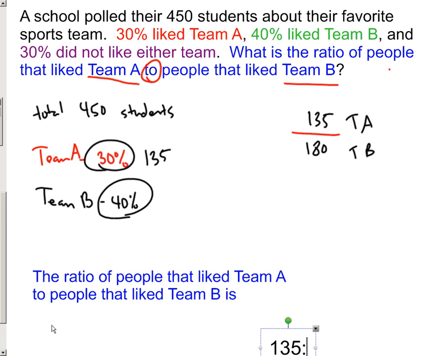135 to 180. And I don't have to go into anything else. It said ratio. They didn't say rate, they said ratio. I don't have to label the ratios necessarily. I've done everything that they've asked me. I made sure that my Team A amount is first and my Team B is second, and I'm ready to wrap the question up and move on.